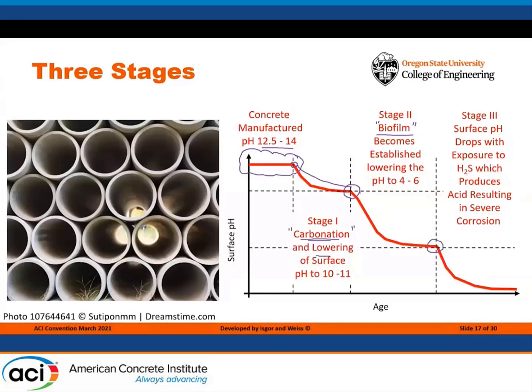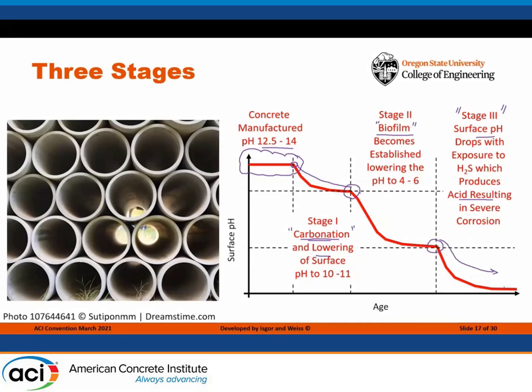The third stage, the final stage of what we're looking at here, is stage 3. This is the stage where we really start to see the pH drop excessively. This is really where we start to see a large amount of acid being produced, and we start to see chemical acidification really taking over and dropping the pH from this value of 4 to 6 down to very, very low values, all the way down to things like around 0.5.